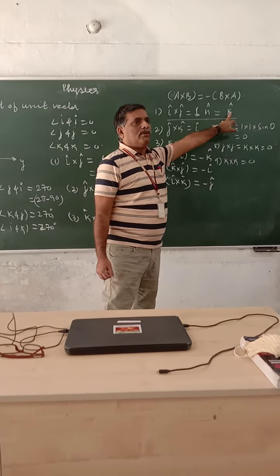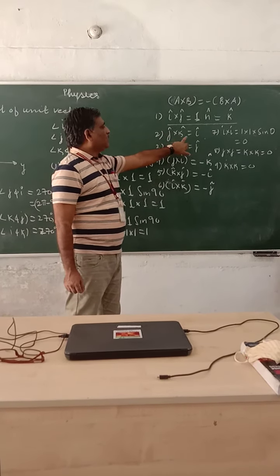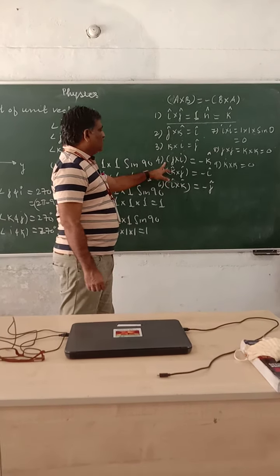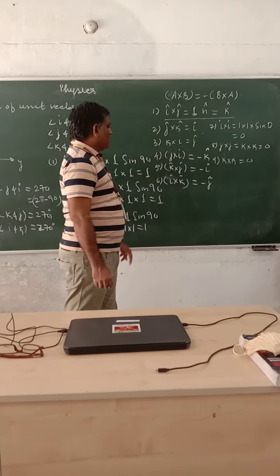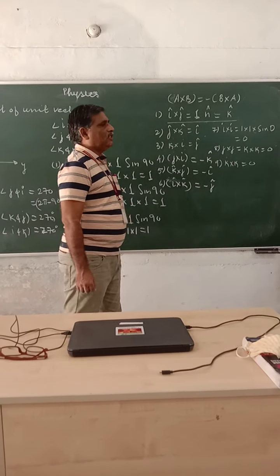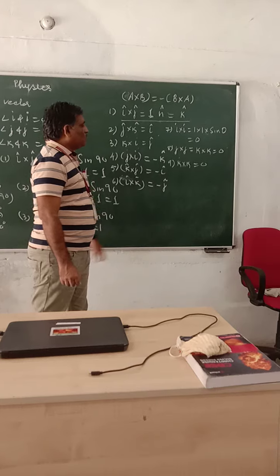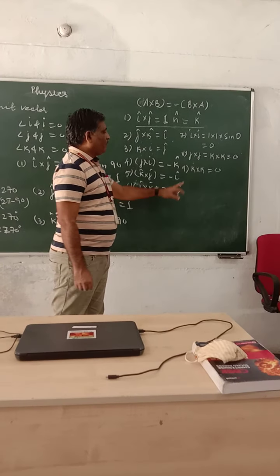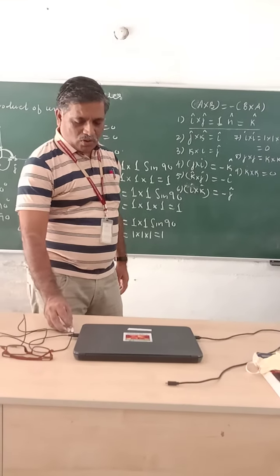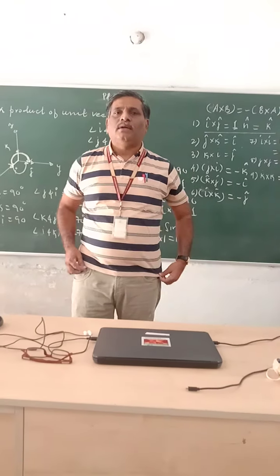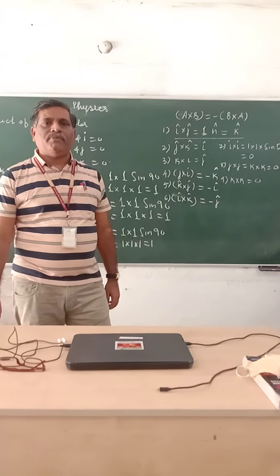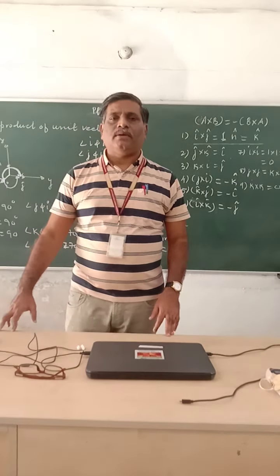i cross j is equal to k, j cross k is equal to i, k cross i is equal to j, j cross i is equal to minus k, k cross j is equal to minus i, i cross k is equal to minus j, i cross i is equal to 0, j cross j is equal to 0, k cross k is equal to 0. These are the vector products of different unit vectors. We are going to use them in next topic when analytically we find out vector product of vector A and B.